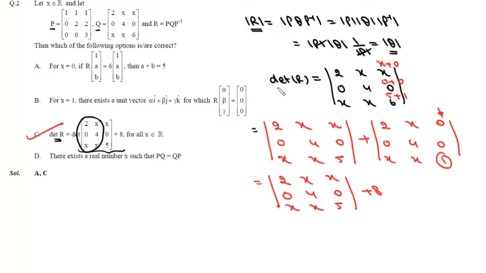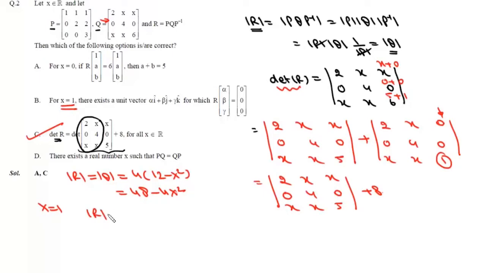Now if we actually find this determinant of R, then determinant of R will be equal to determinant of Q. We'll find this determinant by expanding about this second row. So it will be 4 into 12 minus x square, so there will be 48 minus 4x square. Now for x equals 1, determinant of R will be equal to determinant of Q, and that will be equal to 44, which is unequal to 0.